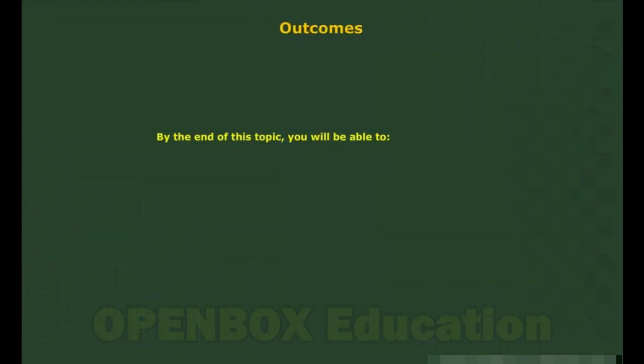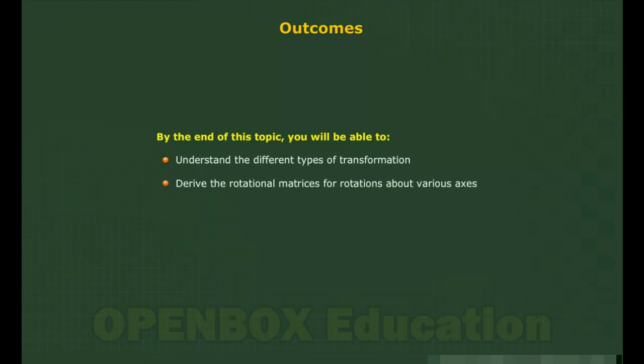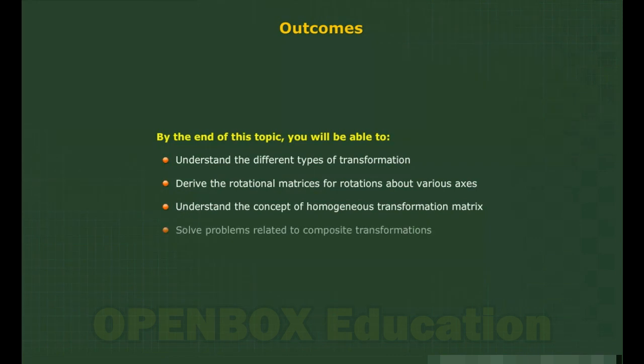Outcomes. By the end of this topic, you will be able to understand the different types of transformation, derive the rotational matrices for rotations about various axes, understand the concept of homogeneous transformation matrix, solve problems related to composite transformations.